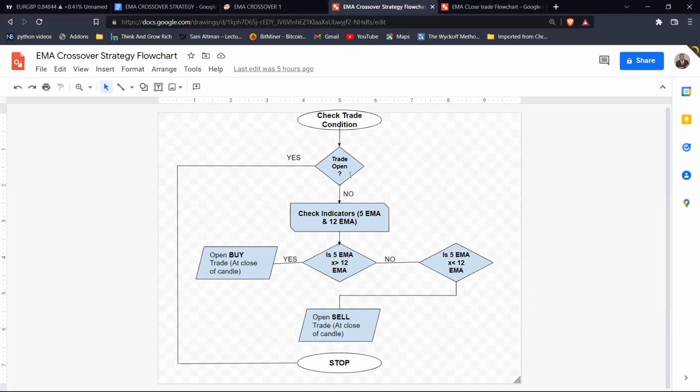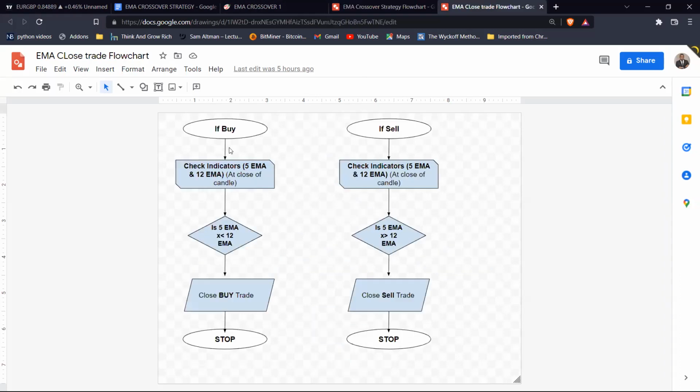If there's an open trade, do nothing. If there are no open trades, then check the 5 period and the 12 period moving average. If the 5 is crossing above the 12, place a buy. Otherwise, if the 5 is crossing below the 12, place a sell, right? And then we need to be able to manage our open buys and sells.